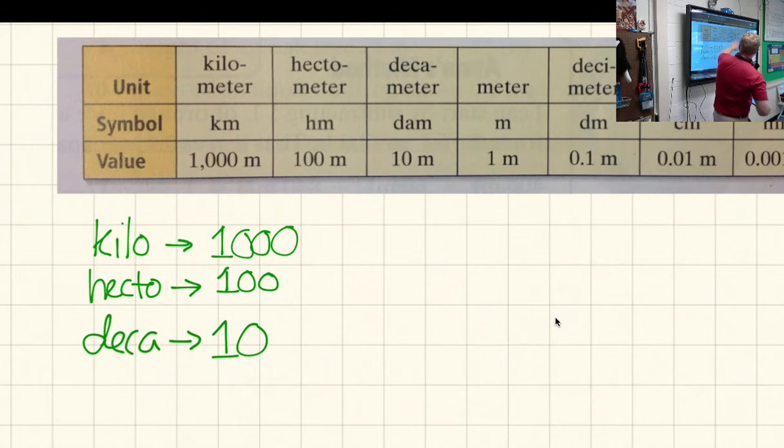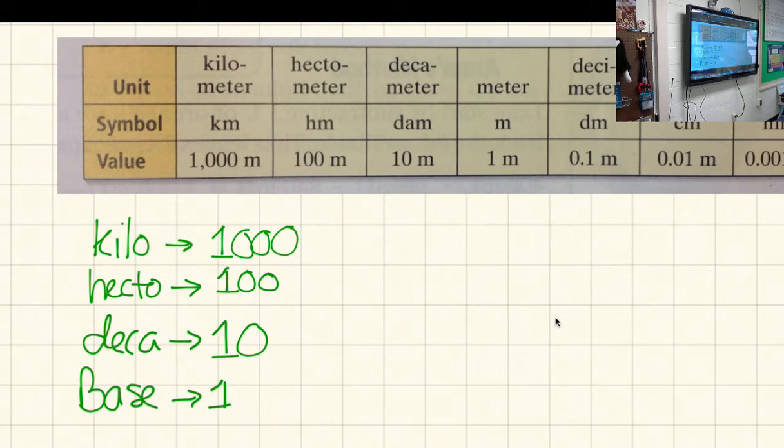Now, notice for the regular unit, there's no word. So we refer to that as the base. And the base is always 1. Kind of bringing it back. All right, now, that is if we are increasing. So this is getting larger, okay, increasing.